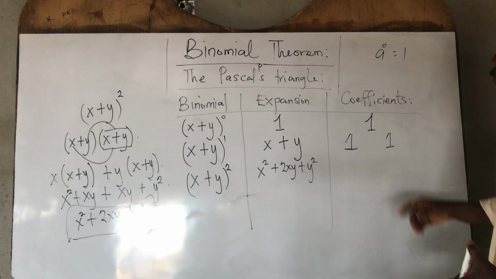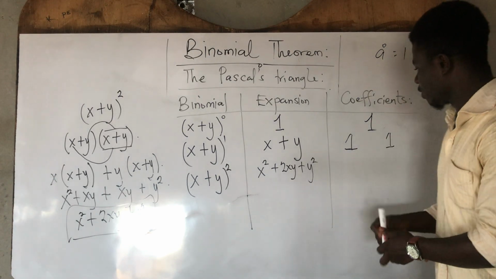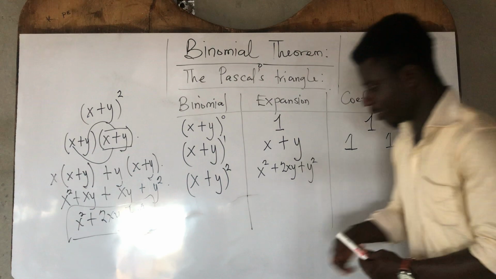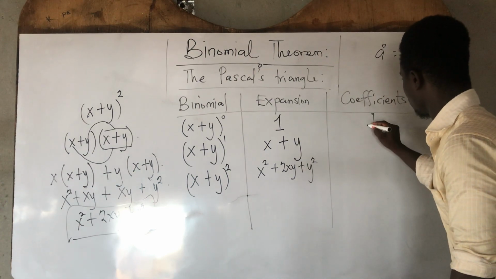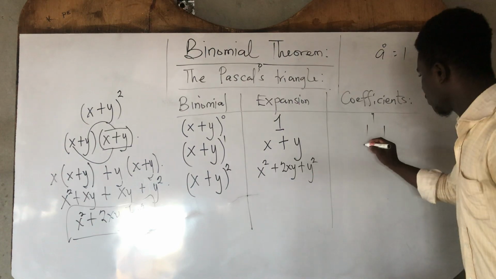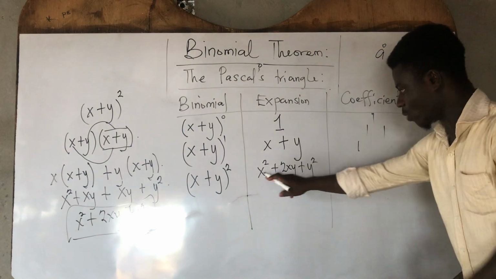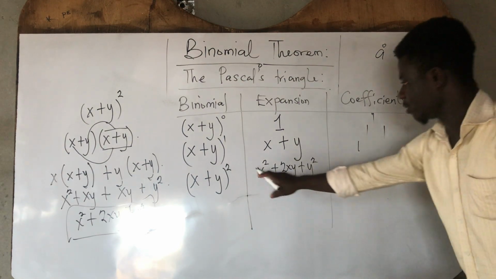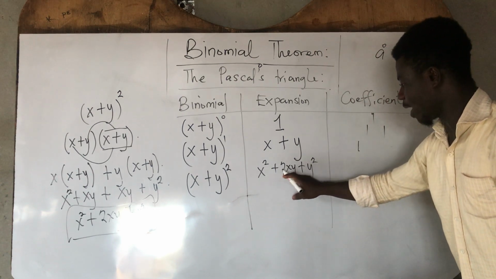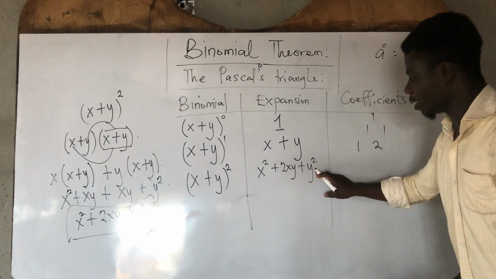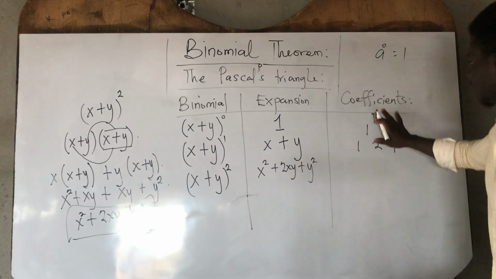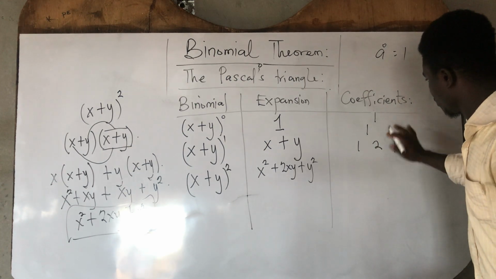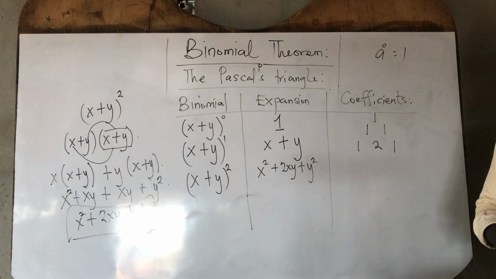So now, what will be the coefficient? Let me clean this very well so that I make it very small. So the coefficient of x squared here is what? 1. Then the coefficient of xy is what? 2. Then what's the coefficient of y squared? 1. As we can see, right?